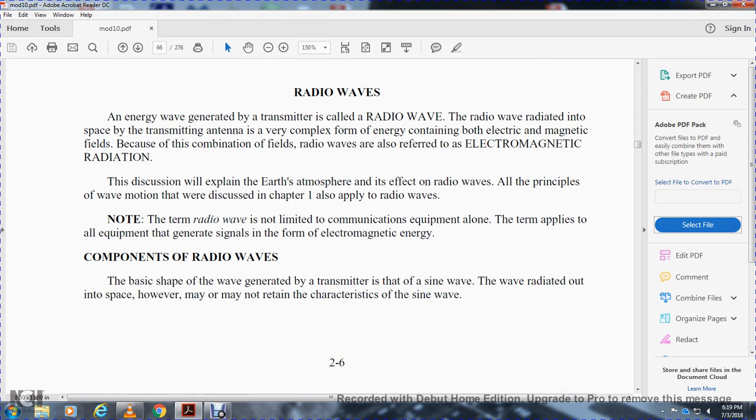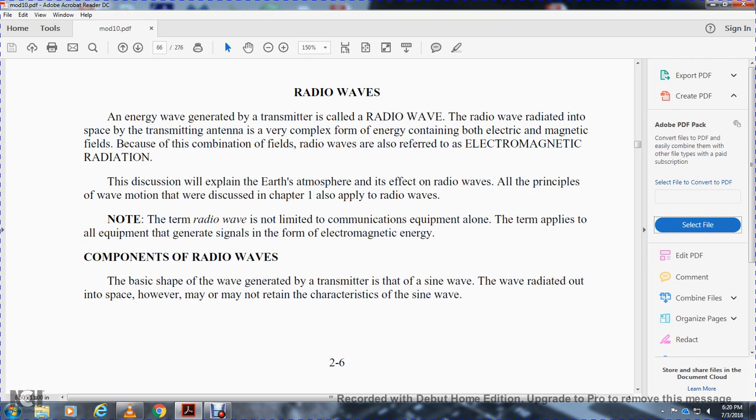Radio waves. An energy wave generated by the transmitter is called a radio wave. The radio wave is radiated from the transmitting antenna with very complex energy, both electrical and magnetic fields. Because of this combination, radio waves are referred to as electromagnetic radiation. The discussion will be explained with the atmosphere, the effect on radio waves. All principles of wave motion will be discussed in Chapter 1 and also apply to radio waves. The term radio wave is not limited to communications equipment alone. The term applies to all equipment that generates signals in the form of electromagnetic energy.